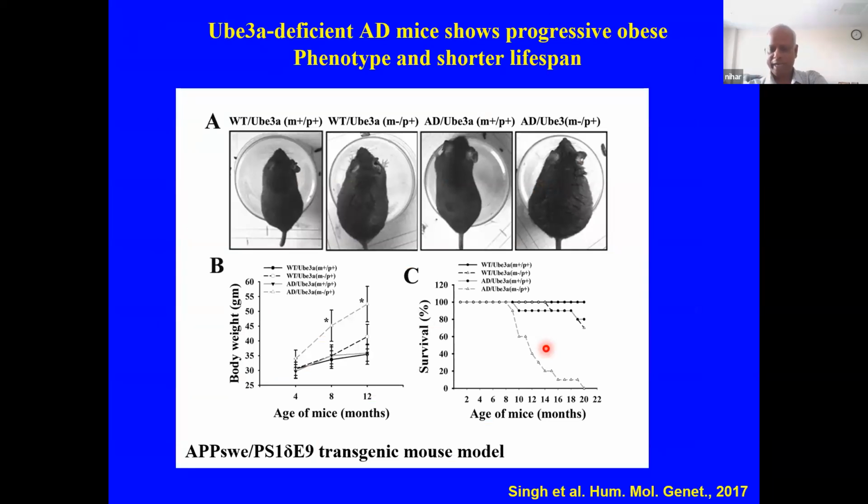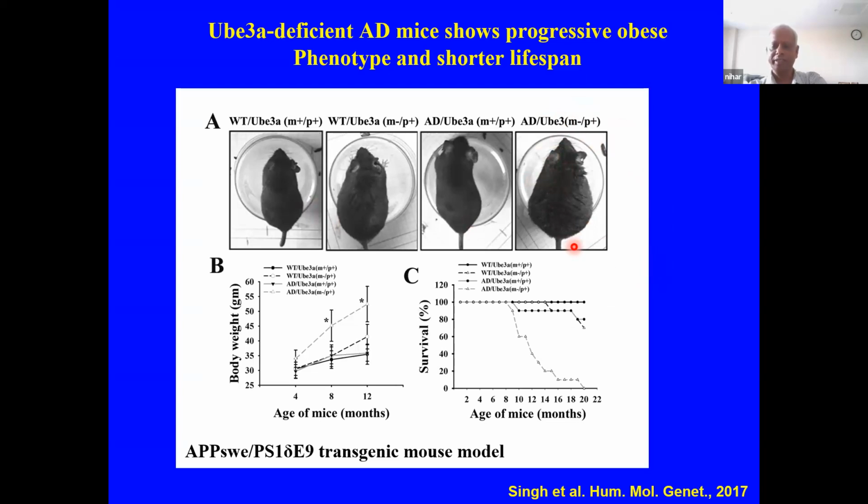So next, we looked at what happens. I will not go into more details about that. At that time we also had Alzheimer's disease transgenic mice. Just out of curiosity, we crossed the Alzheimer's disease mice with Ube3a maternal deficient mice. You can see this Ube3a deficient Alzheimer's disease mouse is excessively obese. It's very unusual, just the opposite of what you see in Huntington disease.